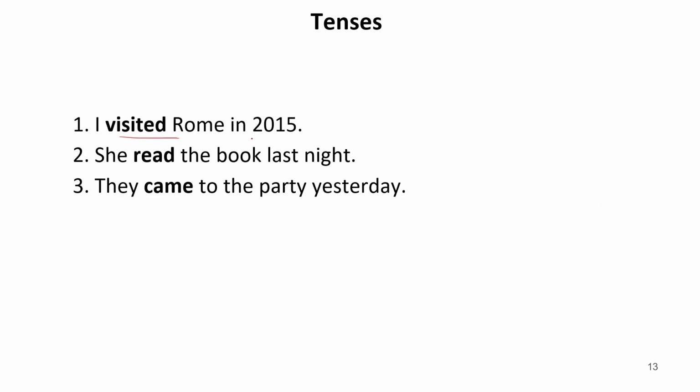For example, I visited Rome in 2015. So, the year, the time of action, was 2015. I know it well. So, it should be written in past indefinite tense. She read the book last night. Now, as I told you, the spelling of read remains the same in past form as well, but the pronunciation changes. So, she read the book last night. They came to the party yesterday. Now, yesterday shows the time of past. So, come, came. The second form of come is came. So, the sentence will be: they came to the party yesterday.